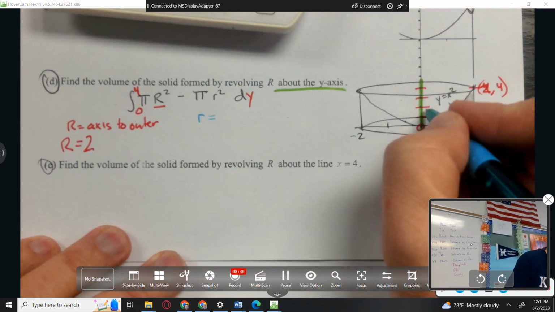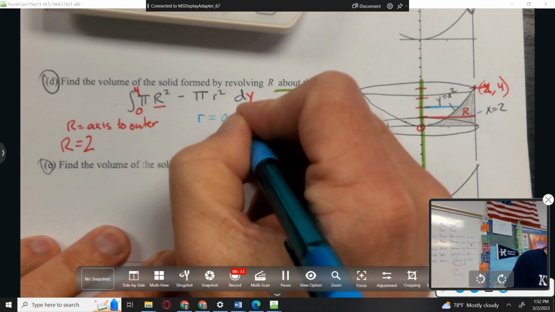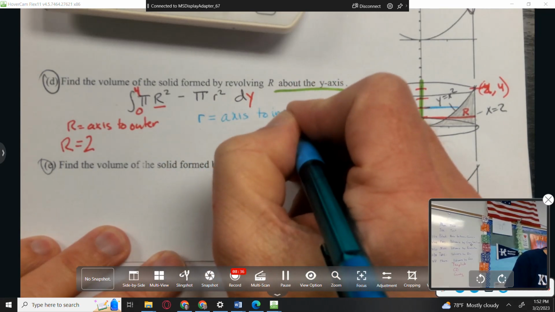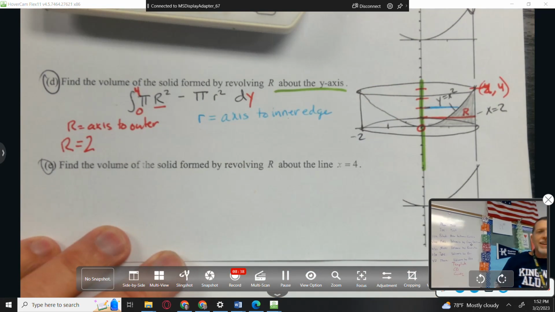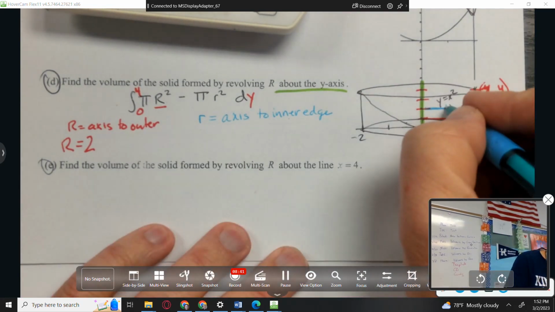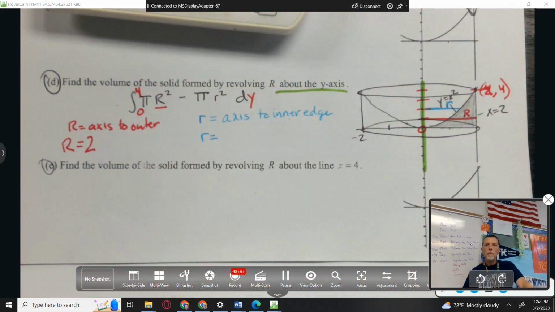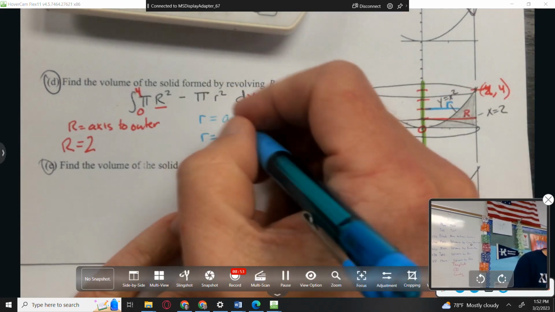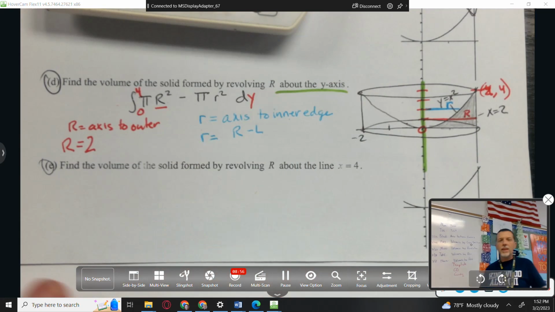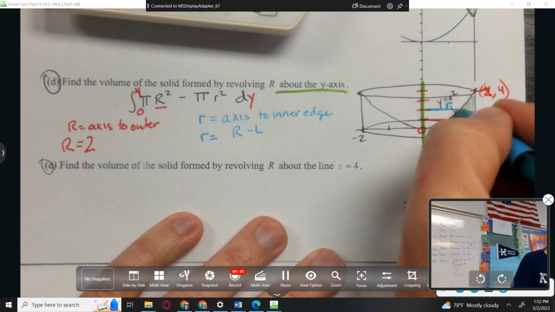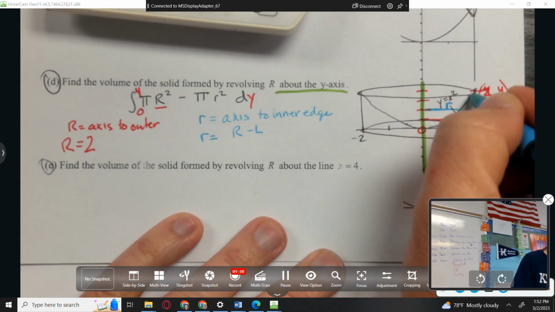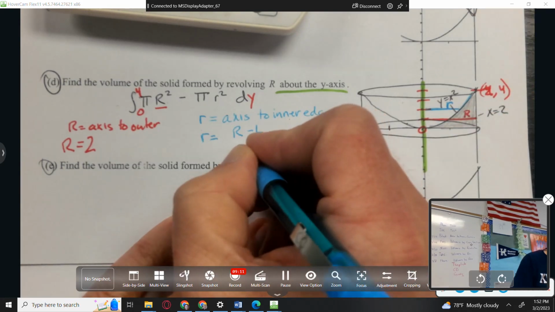So my little r, from axis to inner edge. So the inside circle, the little circle, little r. So little r goes from, we need to slow it way down. We can think about right minus left. Left is 0, so that's kind of nice. So what about this inner edge? What equation is there for that inner edge? X squared.